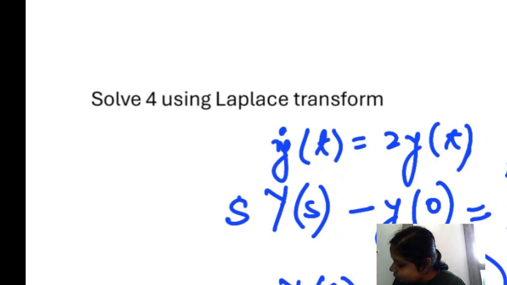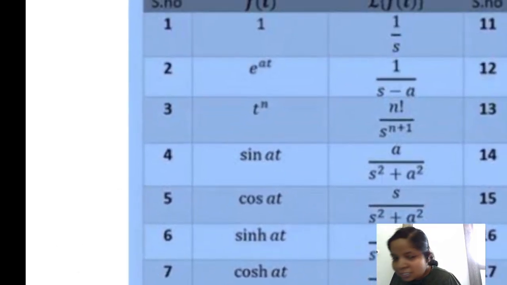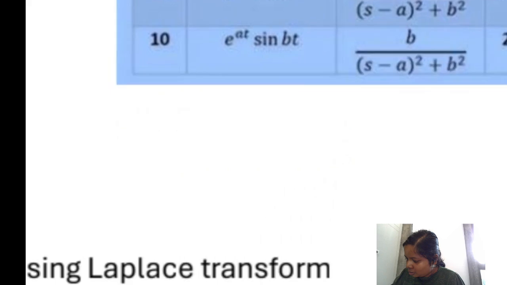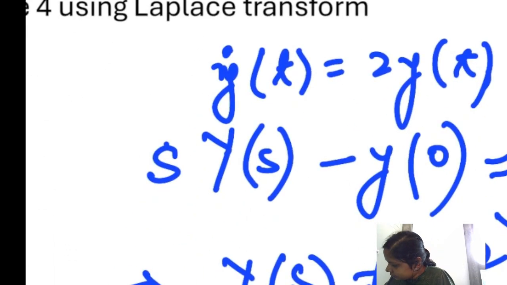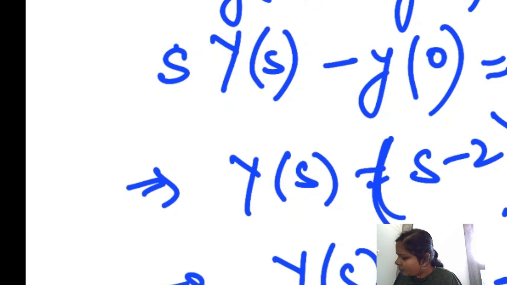So what you'll get is Y(s) = Y(0) minus 1 upon (s minus 2). So this is the thing you have got. Now if you can see one more thing, there is a function called e power at. If e to the power at is a function, its Laplace transform is 1 upon (s minus a). So according to the same thing, what do you think should come here?